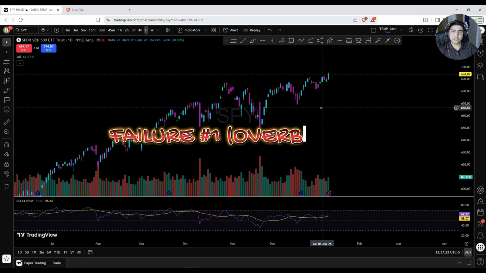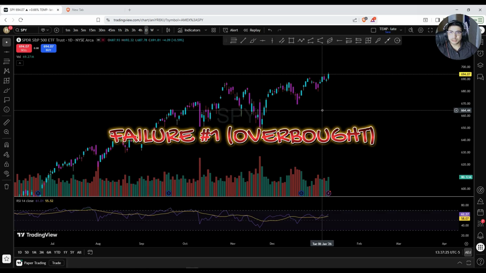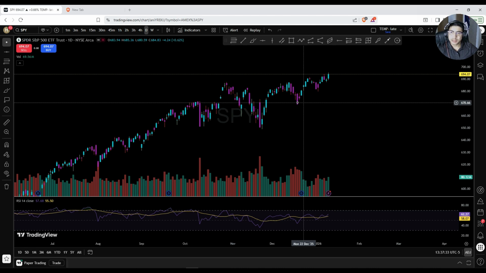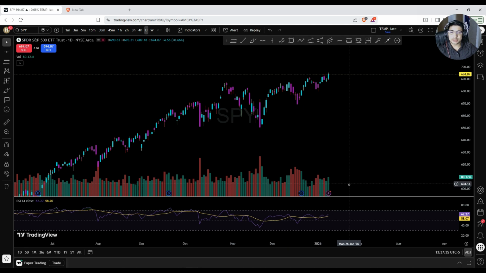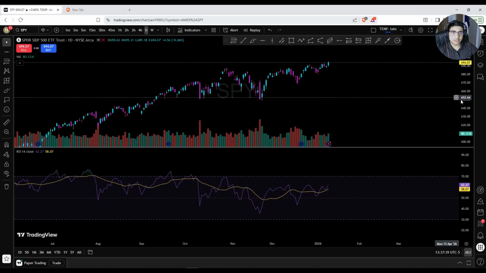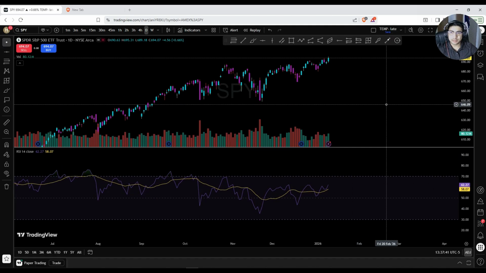One of the biggest mistakes traders make is selling just because they see the RSI value above 70. Above 70 doesn't mean it's just going to go down right away. Sometimes the RSI can stay above 70 for a long time. So selling at 70 may not be smart every time. Sometimes you may be early.